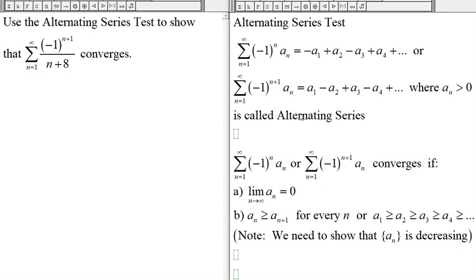And we have a theorem, the alternating series test, and it says that if we can show that the limit of a sub n as n approaches infinity is equal to 0, and that we can also show that a sub n is greater than or equal to a sub n plus 1, meaning a sub 1 is greater than a sub 2, greater than a sub 3, and so on, then if these two conditions are met, this alternating series converges.